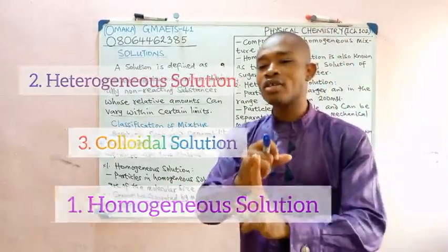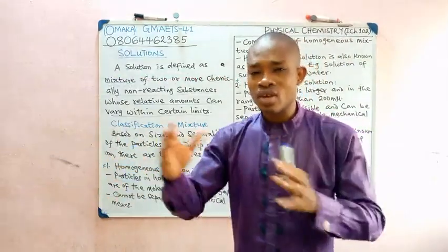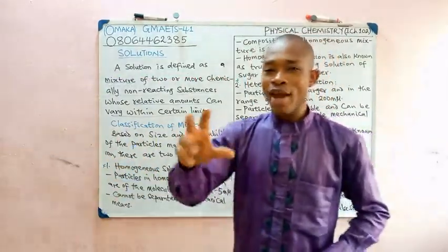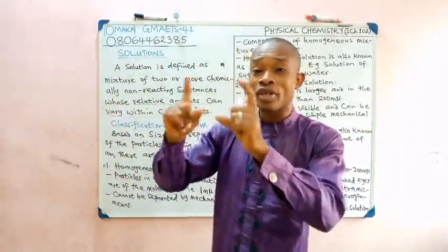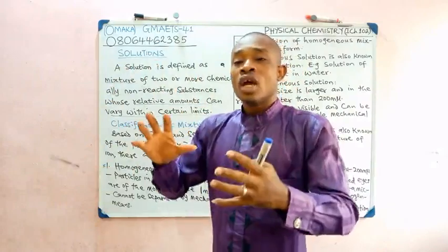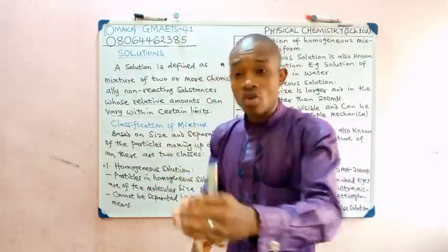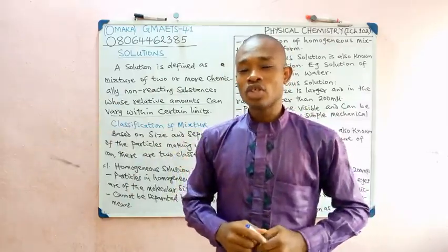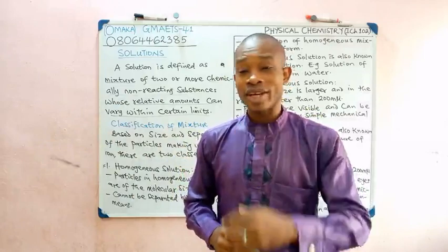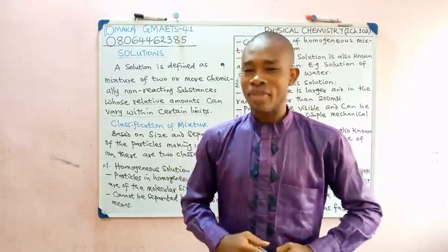Number one, the particles of a homogeneous solution are uniform. When something is uniform, it means you cannot separate between them. Just imagine you go to a school and see all the students putting on a certain uniform. That uniform is common to them. You cannot make a difference between this uniform and the other uniform because it's the same. So the particles of a homogeneous solution are uniform. You should know that. And that means we cannot separate them by using an ordinary mechanical method.